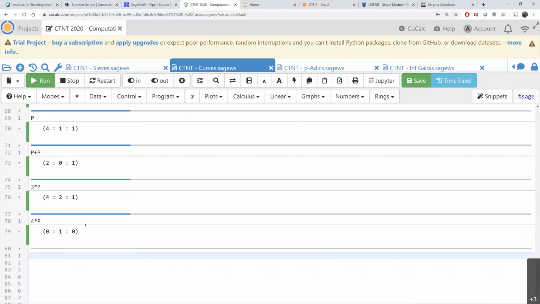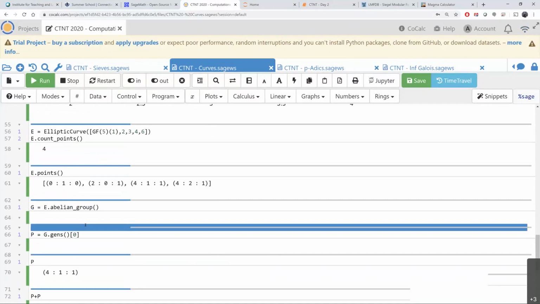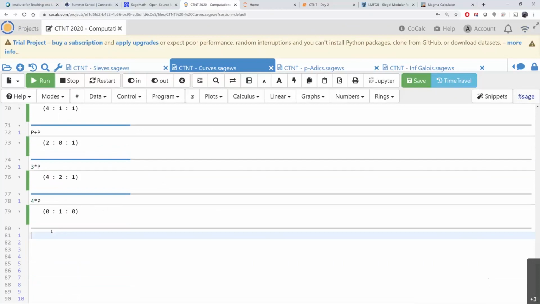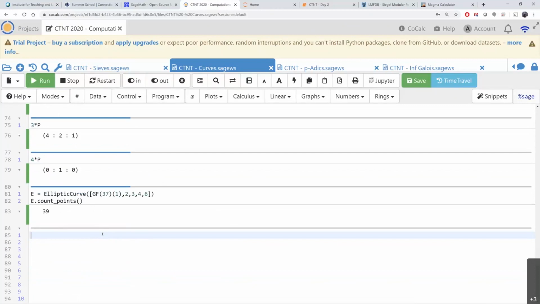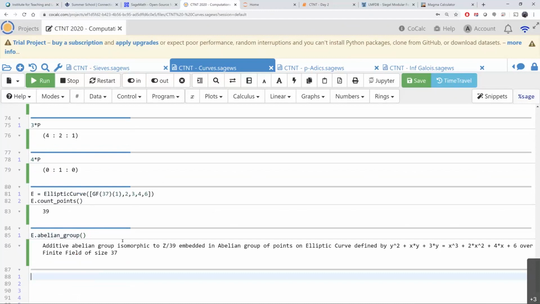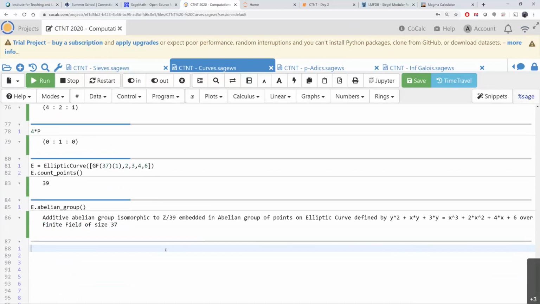Let's try again, something like this, but now I'm going to do it over the field with 37 elements. So now there are 39 points, and is this cyclic? Well, it should be. The abelian group of E, and then you can see that it is Z mod 39. All right, and I already did a plot of that.